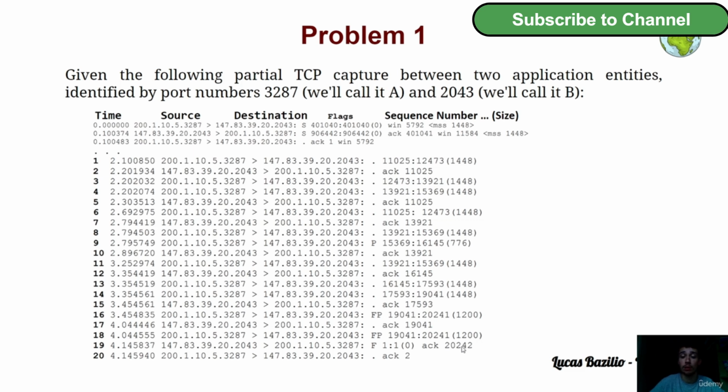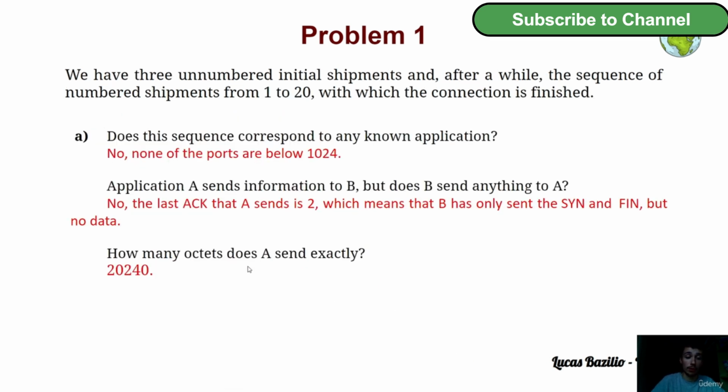Well, this value minus 2, because keep in mind that in this confirmation number, it is also included +1 of the synchronization and +1 of the finalization, right? So if we subtract 20,242 minus 2, this gives us 20,240. This is the total number of octets, of bytes, that A has sent to B.